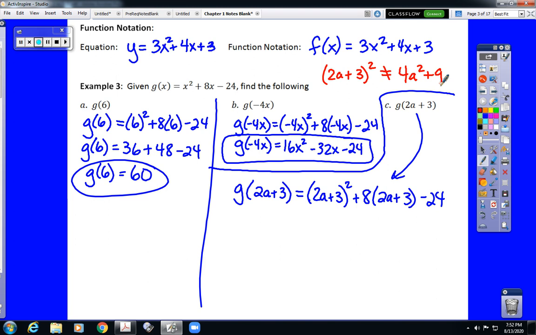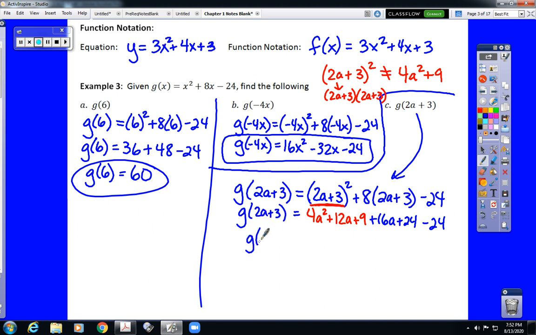You need to FOIL. This is 2a plus 3 times 2a plus 3. You have to FOIL that out. So that would be 4a squared plus 12a plus 9, because you'd have a 6a and a 6a for the outside and inside terms. So this is 4a squared plus 12a plus 9. Then we would distribute the 8, giving us 16a plus 24, and we have the minus 24. That's g of 2a plus 3.